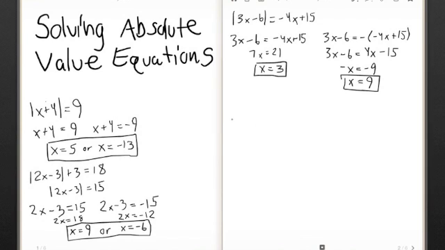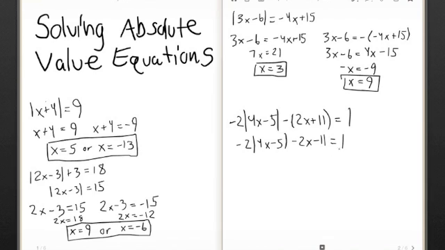Alright, now let's try something with even more stuff in it. Just keep adding more stuff. We're going to put a negative 2 in front of the absolute value, and then subtract 2x plus 11, and set the whole thing equal to 1. Okay, so how do we do this one? Well, first let's just distribute this negative. Just get that out of the way. Okay, just like that. Now, move all of this over to the other side.